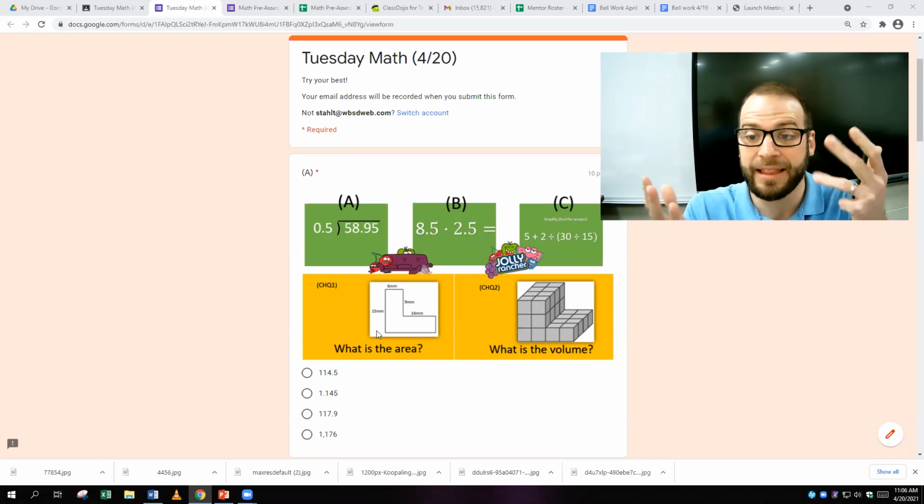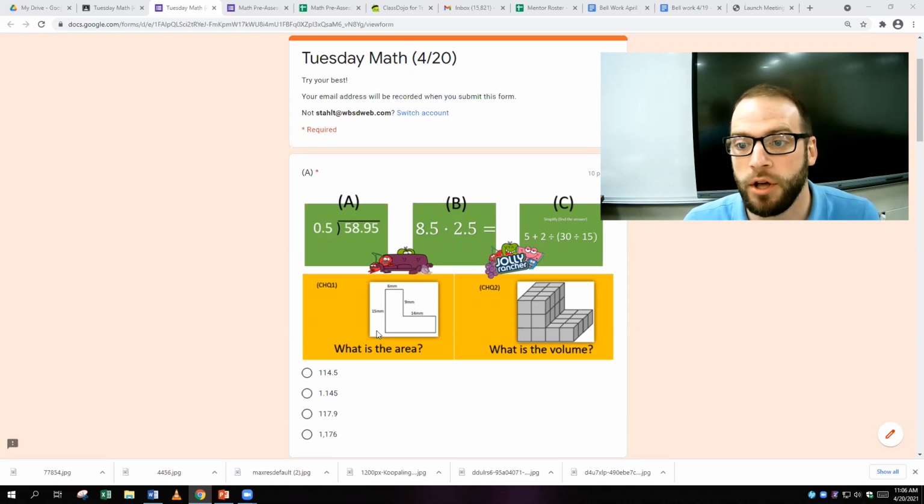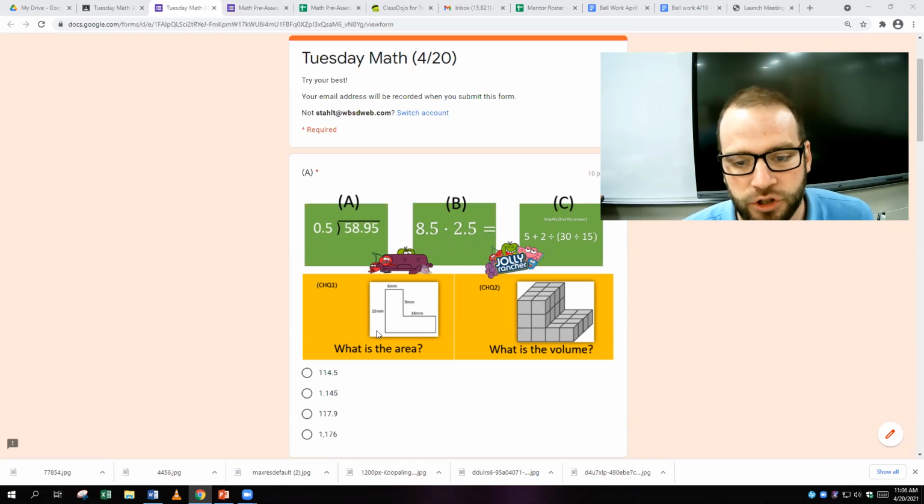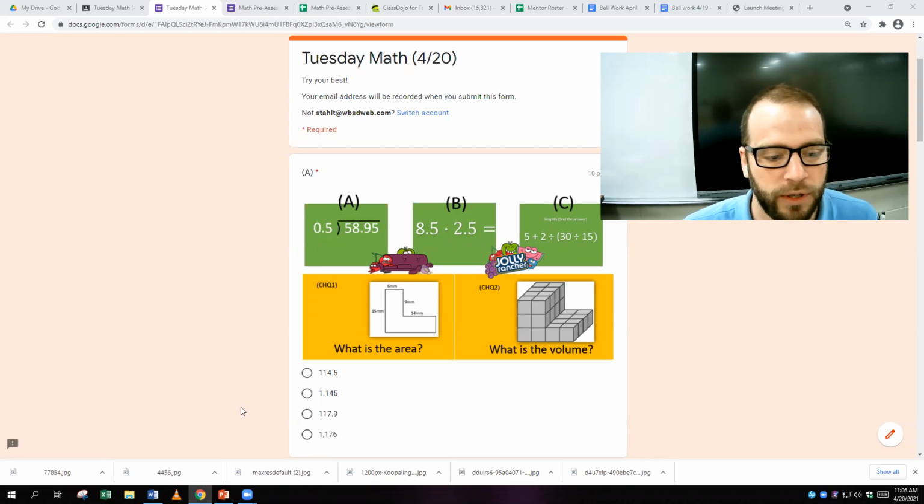Math today is one of those M-step days, so all you had to do were these challenge questions. Let's get to it. Let's check and see how we did.